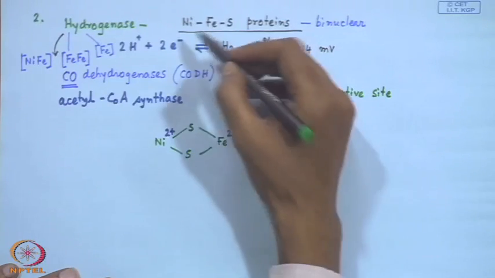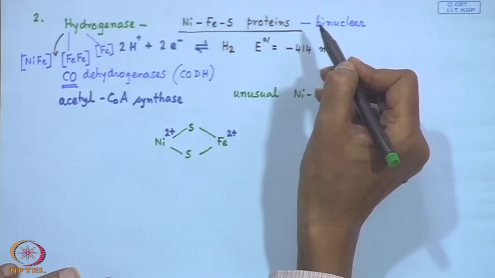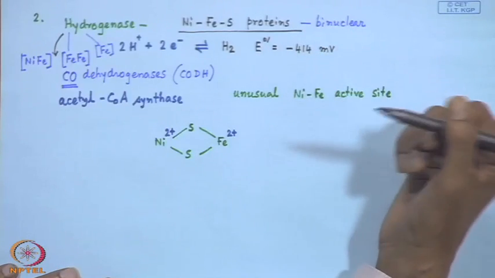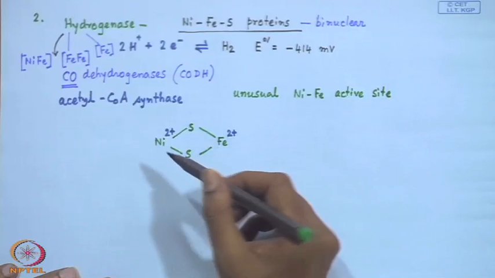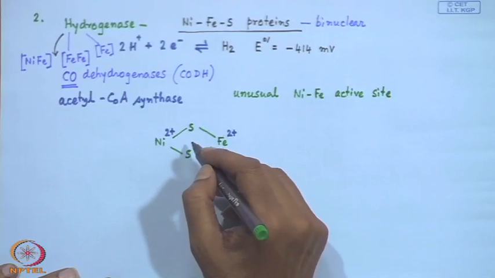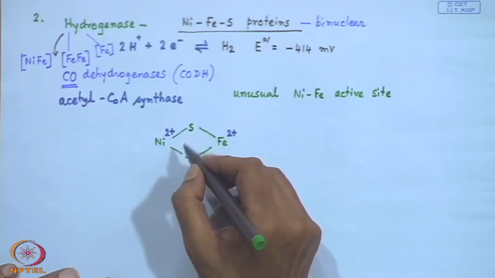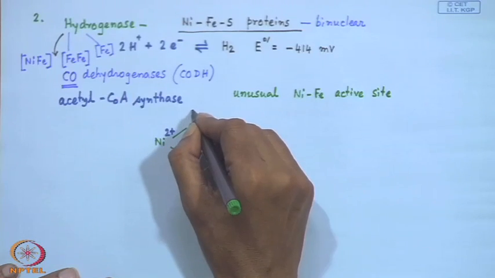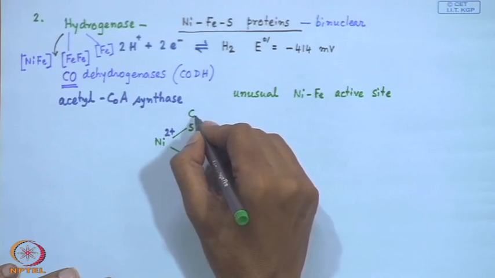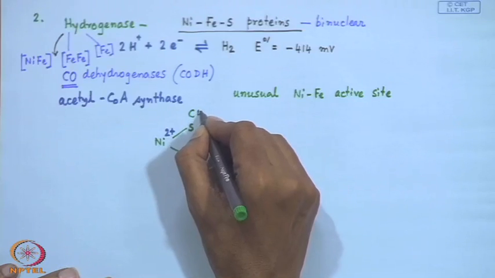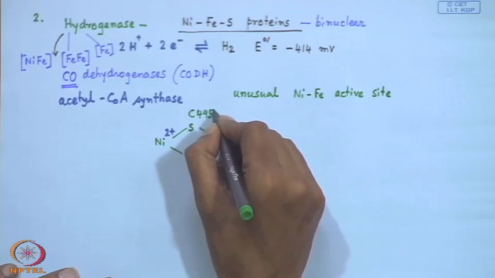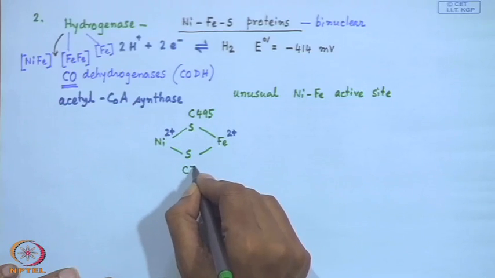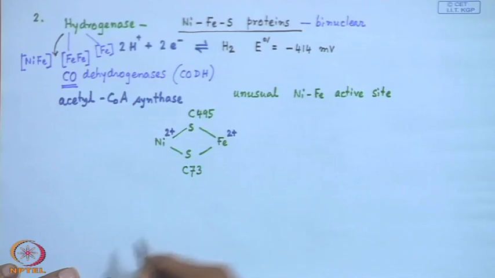So, that is why it is nickel iron sulfur protein. We know all about the iron sulfur proteins, the ferredoxins, the rubredoxins and all others. So, it is also a nickel iron sulfur protein, because you have the sulfur, and this sulfur end is coming from the cysteine residue. The cysteine residues, with sequence numbering, are cysteine 495 and cysteine 73. So, they are quite apart.